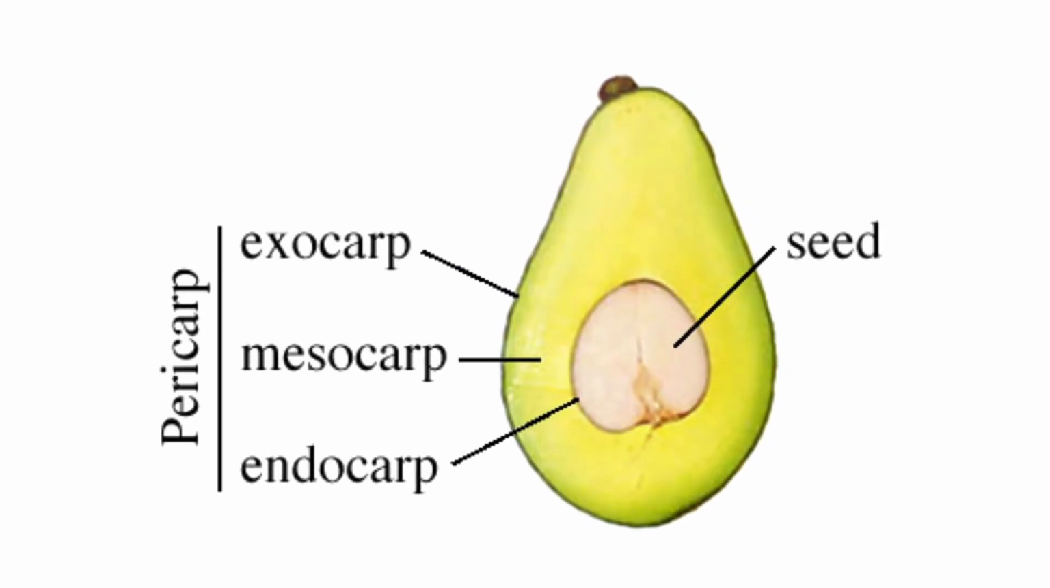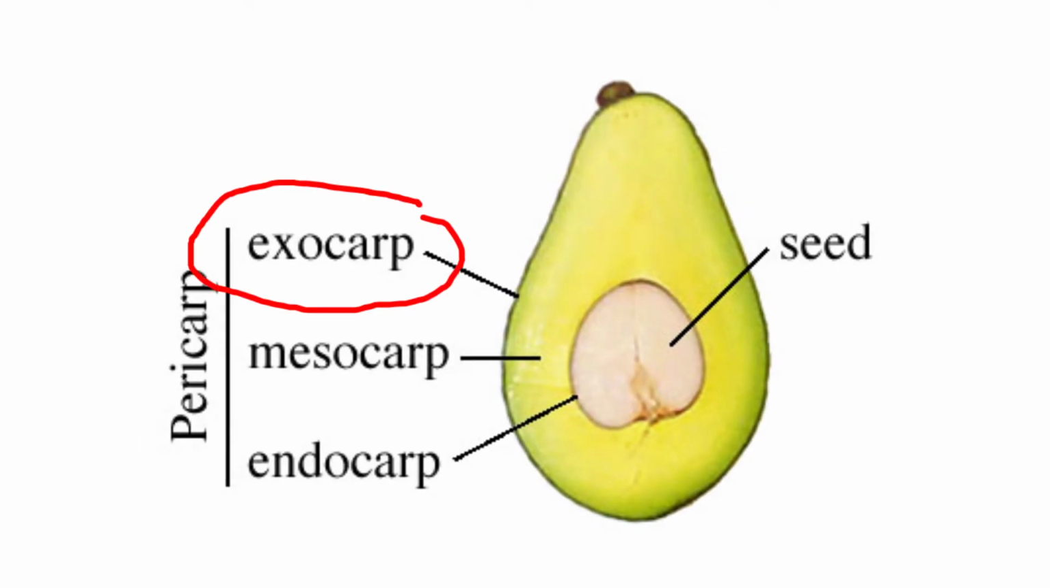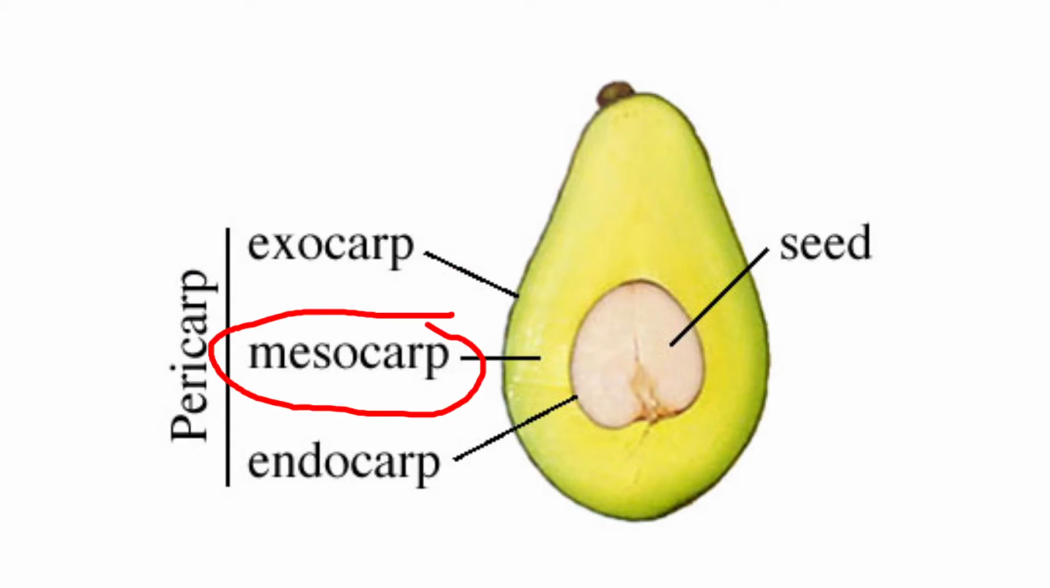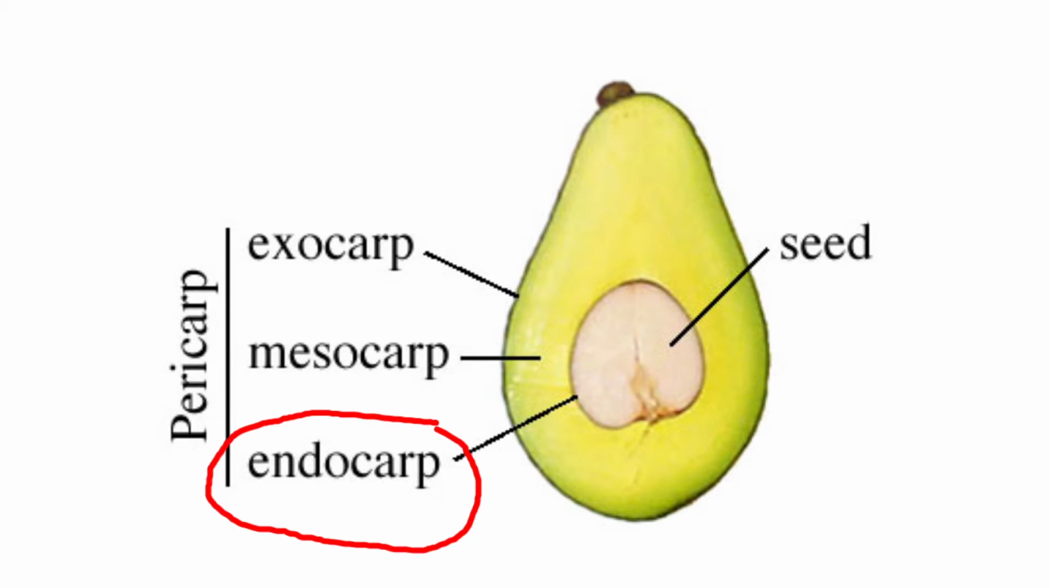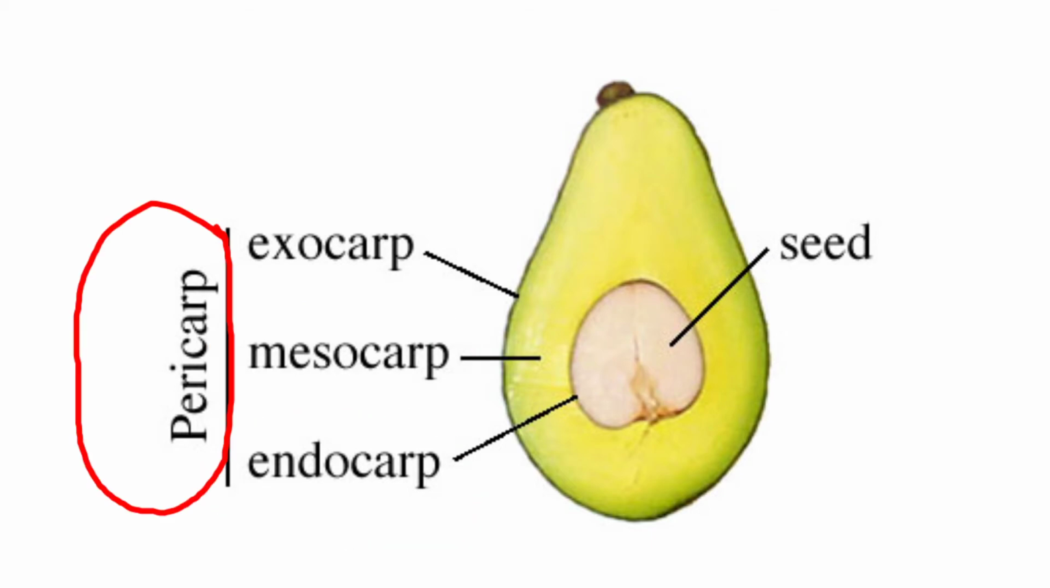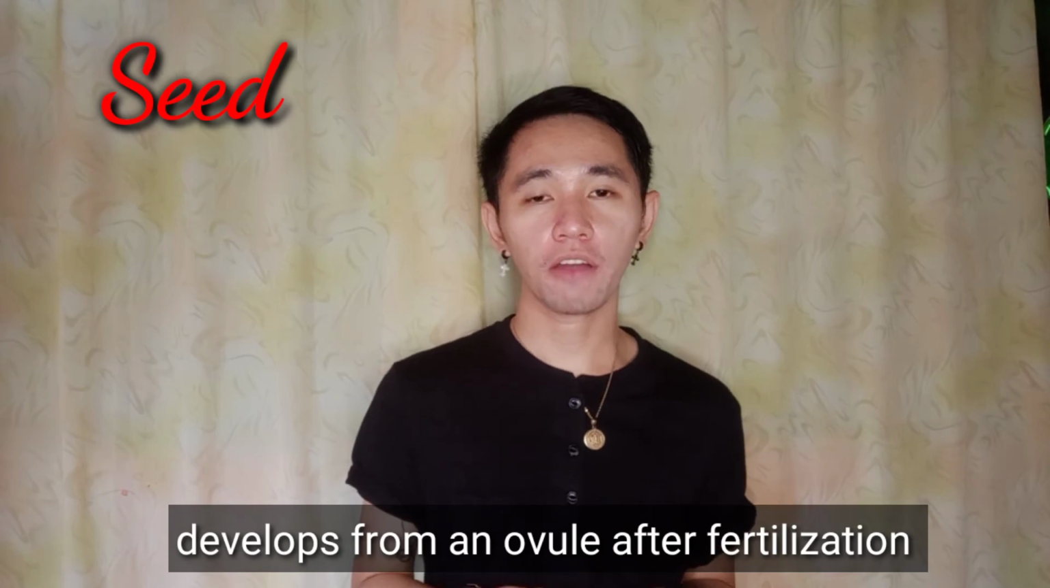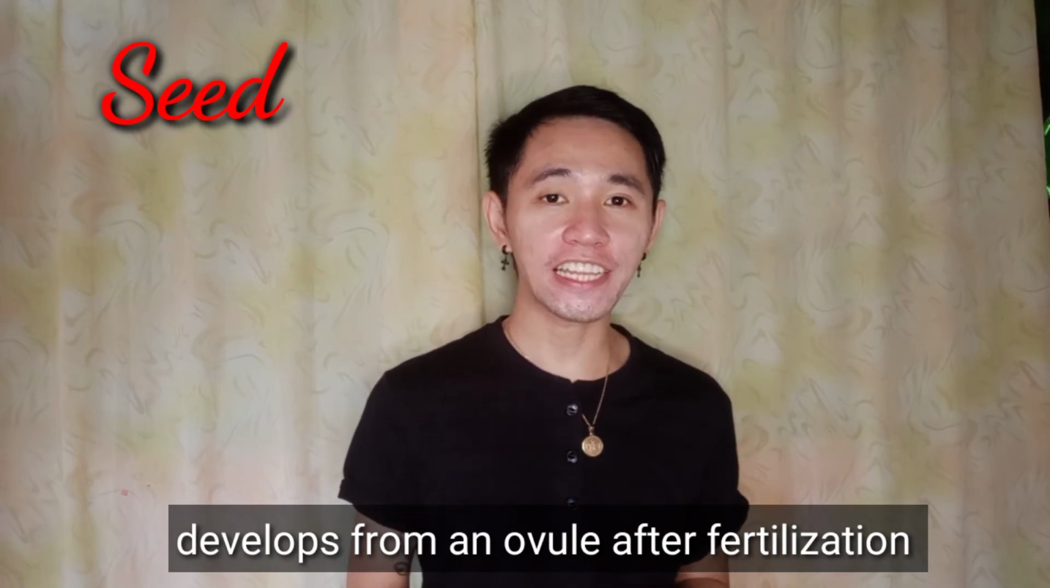The outermost layer of the fruit is called the exocarp. It encloses and protects 2 inner layers: the juicy pulp or mesocarp, and the pith or endocarp. Together, these three layers comprise the pericarp, the thickened wall of the fruit that encases and protects the seeds. The last plant organ is the seed. A seed develops from the ovule after fertilization.